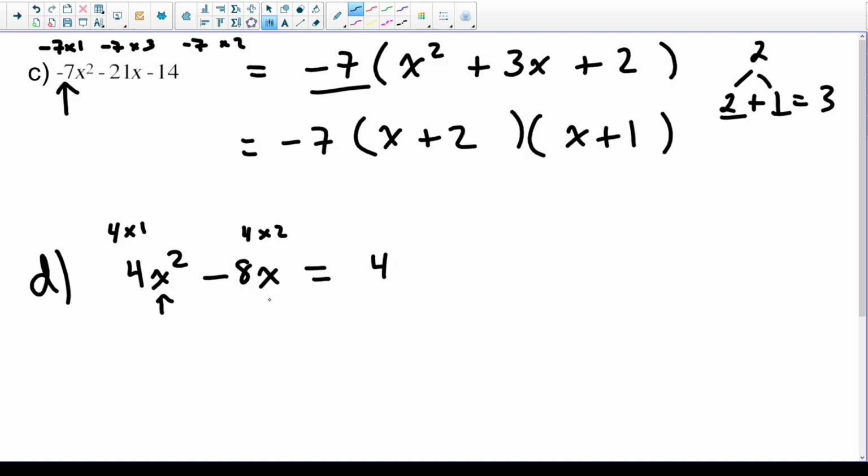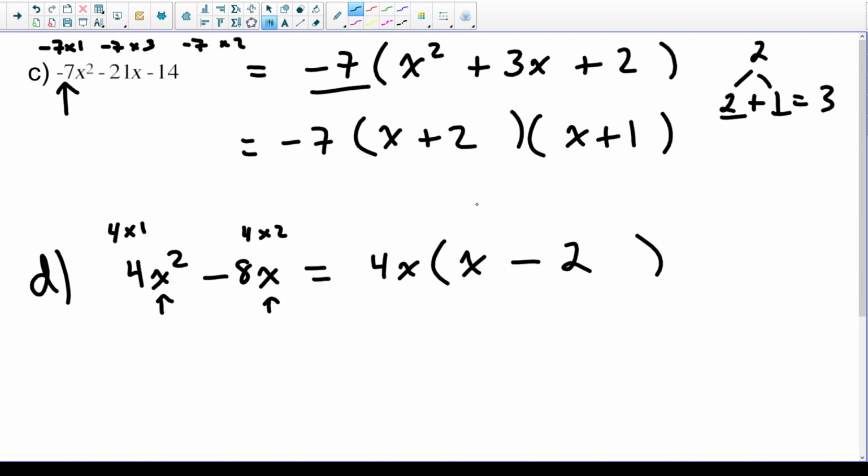Both of them also have an x hiding in them. I will take 1x out. And then I ask myself, 4x squared divided by 4x gives what? And that would be x. Negative 8x divided by 4x gives me negative 2.